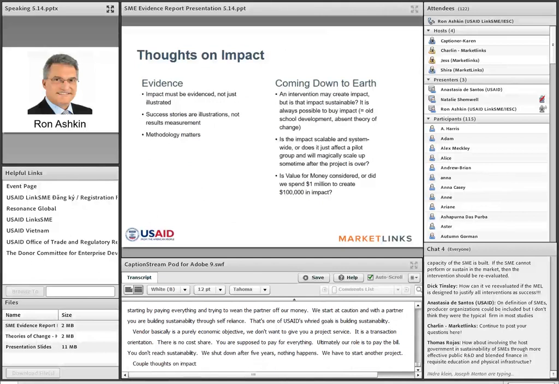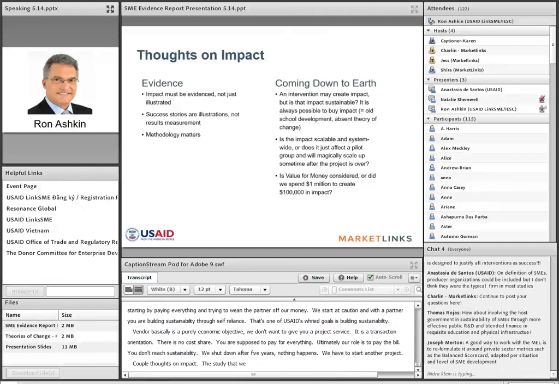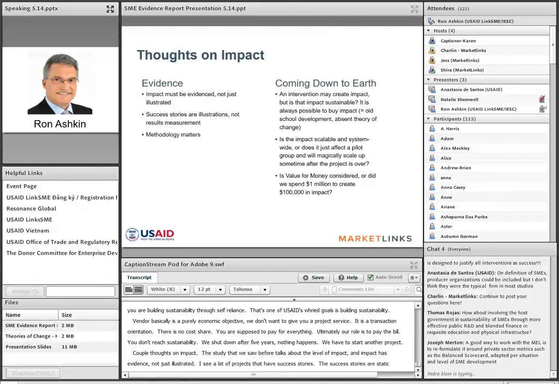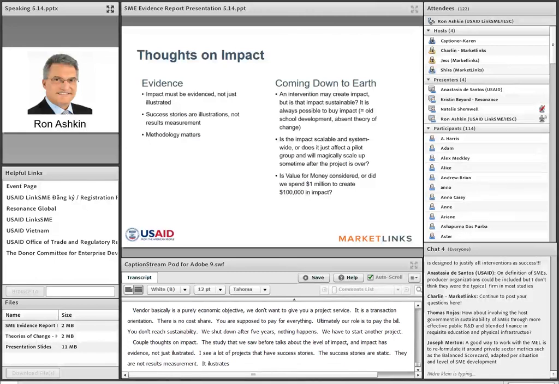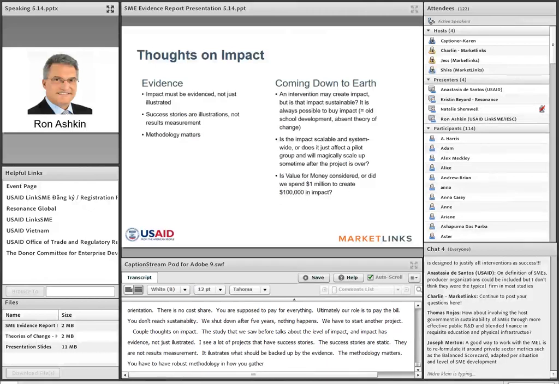A couple of thoughts on impact, because the study that we saw right before me talks about level of evidence and level of impact. Impact has to be evidenced, not just illustrated. I see a lot of projects that have success stories, but the success stories are just anecdotes. They're not results measurement. They illustrate what should be backed up by evidence, and the methodology matters. So you do have to have a robust methodology behind how you gather evidence.